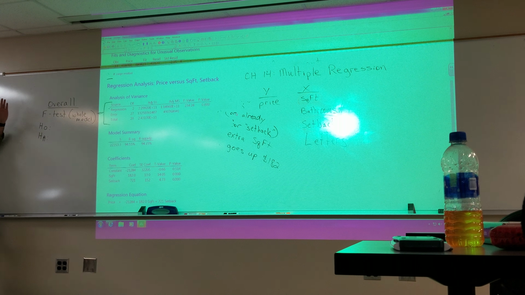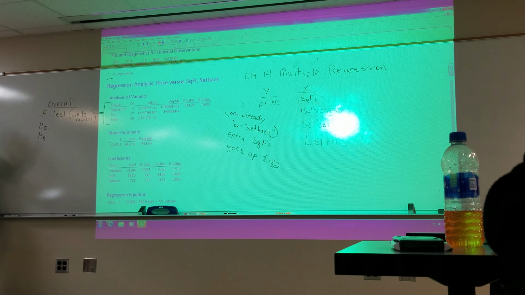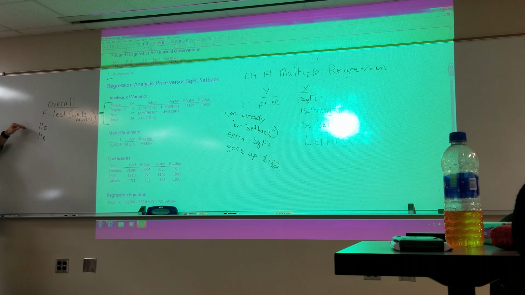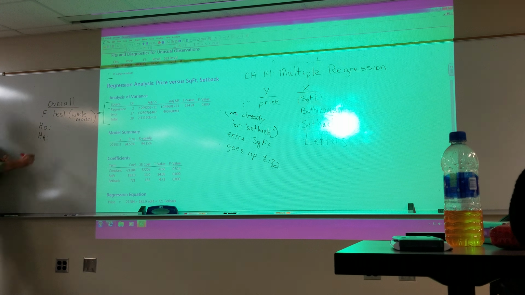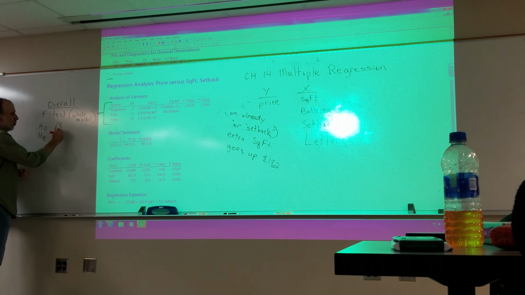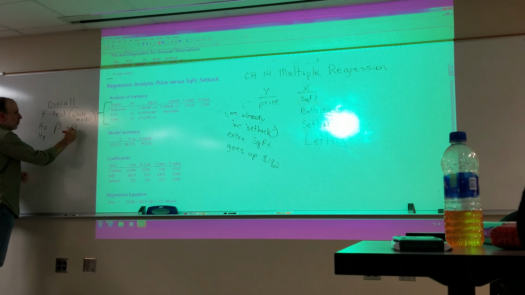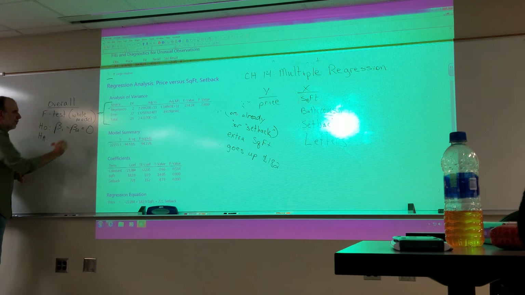So if we want to test the overall model, how many predictors do I have in this model? 2. I've got house size and then setback, right? So I've got 2 predictors in this model. So my H0 for my overall model test would be that beta 1 equals beta 2 equals 0.